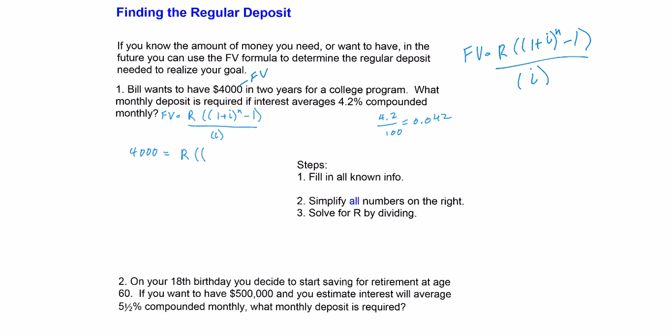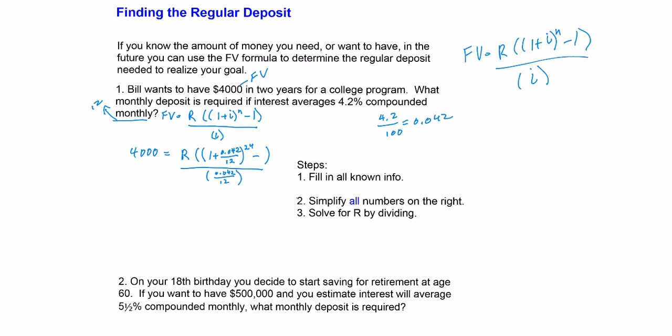So we get 1 plus 0.042 divided by 12, because anything that's compounded monthly means it's 12. We're dividing by 12 and raising to 2 years. 2 times 12 is 24, so that's what n is, 24. And then we divide by 0.042 divided by 12.